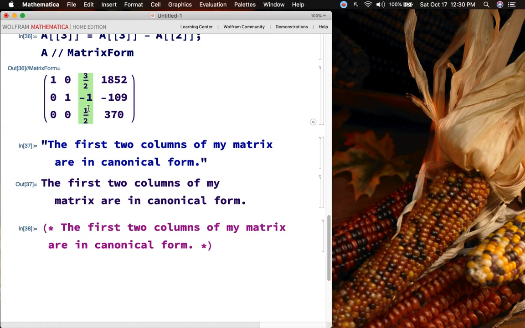I begin by creating the canonical 1. There's a 1/2 here. That number should be 1. How do I change 1/2 into 1? I multiply by 2, the reciprocal of 1/2. So A3 is equal to 2 times A3. The third row of A is equal to 2 times the third row of A. So I'm updating every number in the third row of A. 2 times 0, 2 times 0, 2 times 1/2, 2 times 370, which will be 740, I believe.